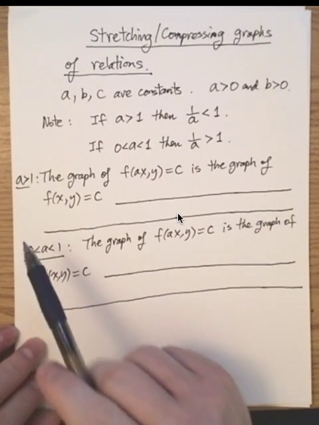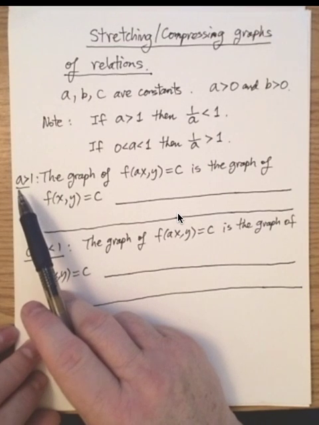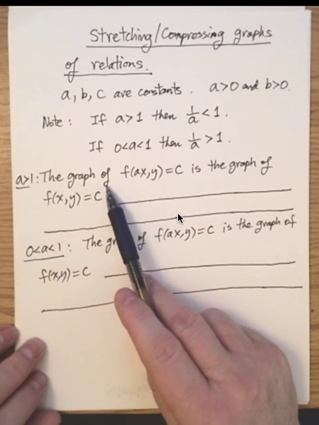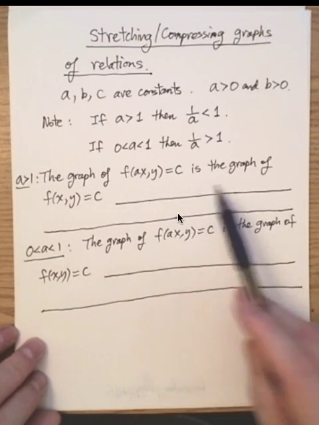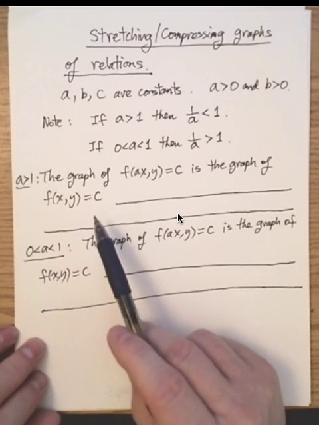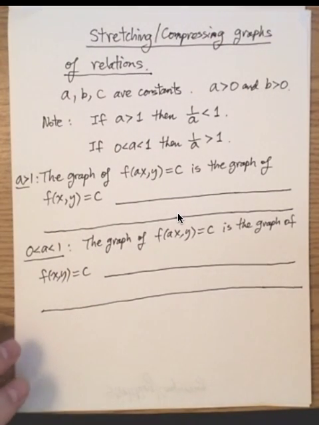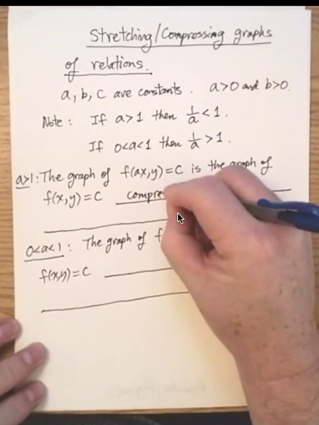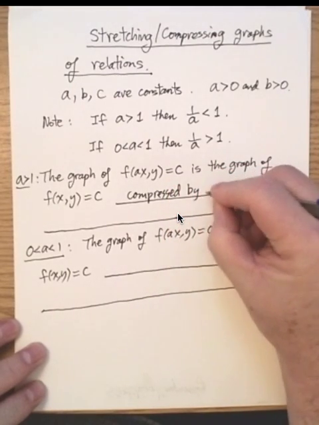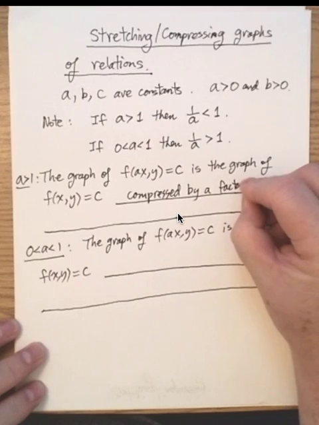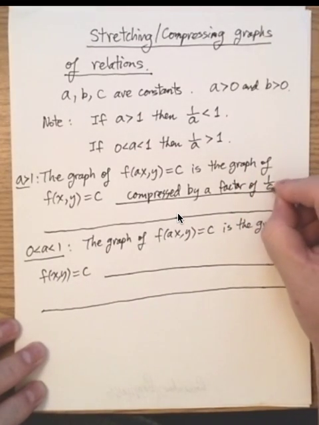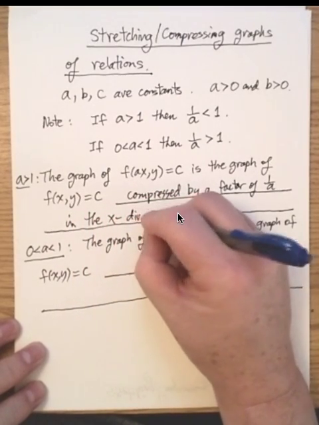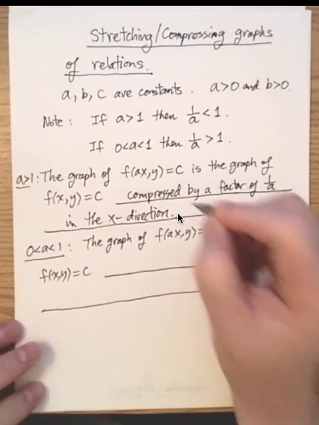Let's go ahead and fill in the blanks in this particular question. Let's assume that A is greater than 1, and the graph of f of ax comma y equals c is the graph of f of x, y equals c. Remember how it works here? This is compressed by a factor of 1 over a in the x direction.